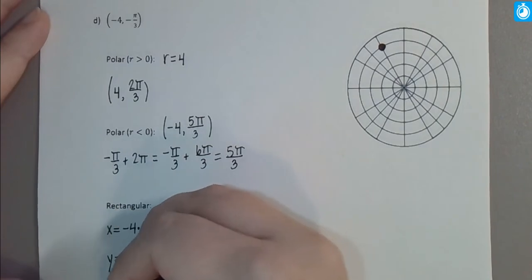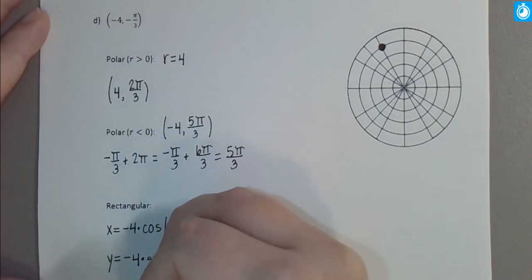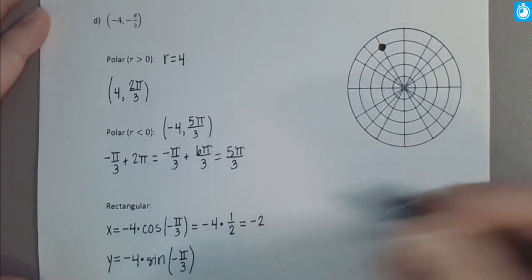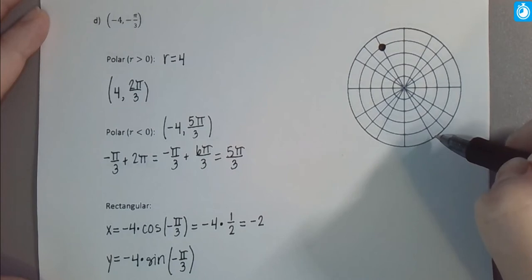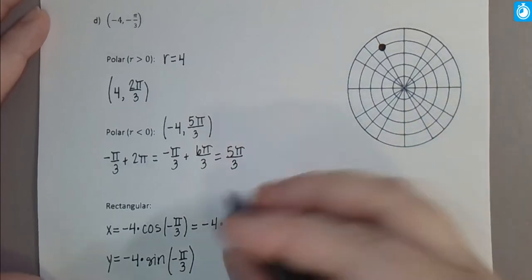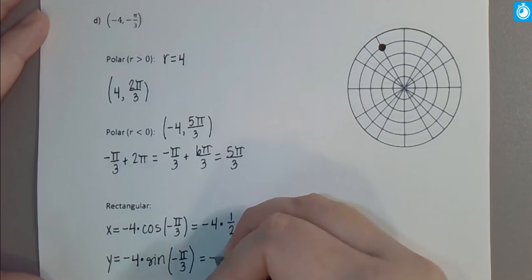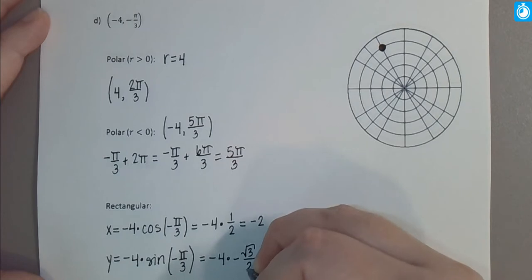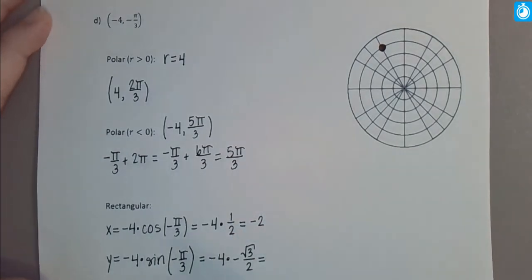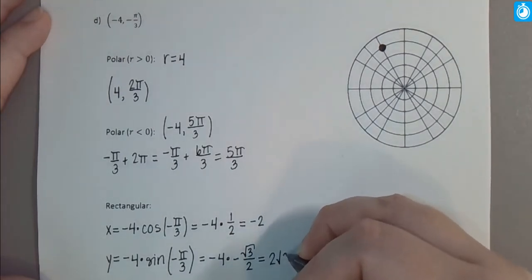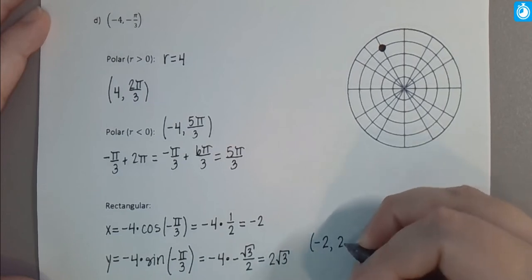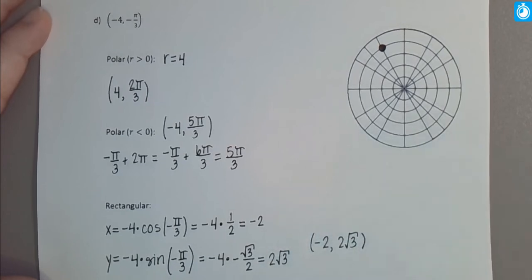And then y is going to be negative 4 times the sine of negative pi over 3. And again, negative pi over 3 would take us right here. The sine at that location is negative root 3 over 2. Okay, so our two negatives combine to give us a positive. 4 and 2 reduce, so that's going to be positive 2 root 3. So our ordered pair is going to be negative 2, positive 2 root 3.